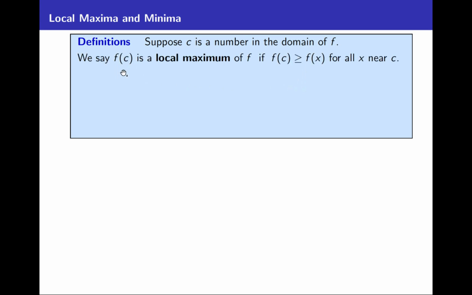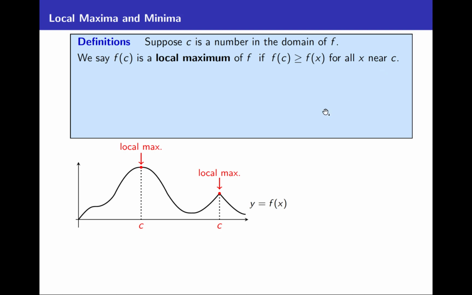We say that the y value f of c is a local maximum of f if f of c is greater than or equal to f of x for all x near c. So for instance, here's a function f of x, and this y value f of c right there would be a local maximum of f by this definition, because if you look at f of c, it's greater than or equal to f of x for any x that's near c. Plug in this x right here, f of x is a little bit less. So this is a local maximum.